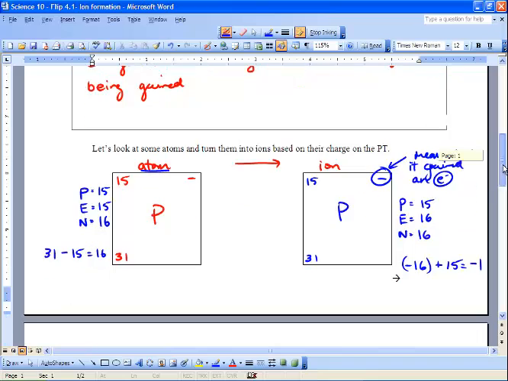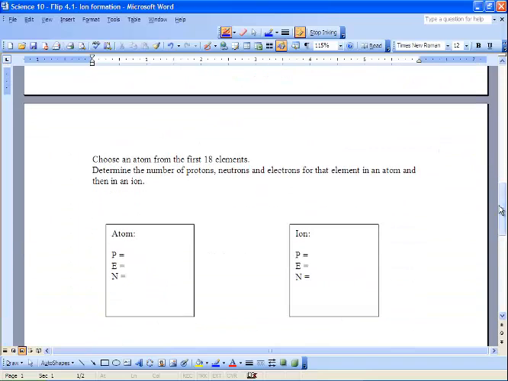If you turn the page, I would like you to choose an atom from the first 18 elements and determine the number of protons, neutrons, and electrons for that element, and then make it an ion. All right, go to it.